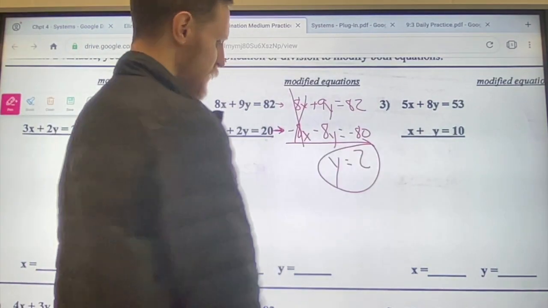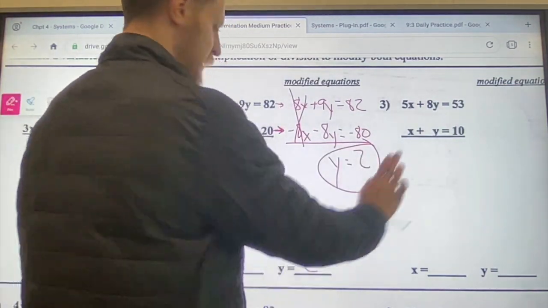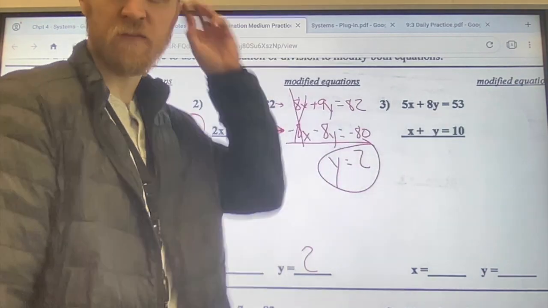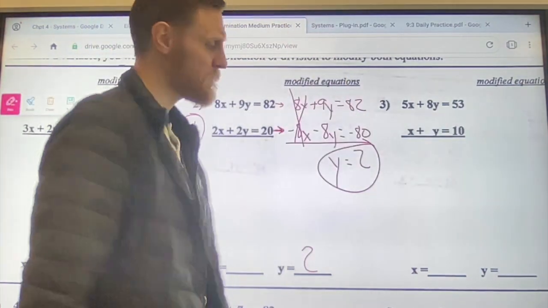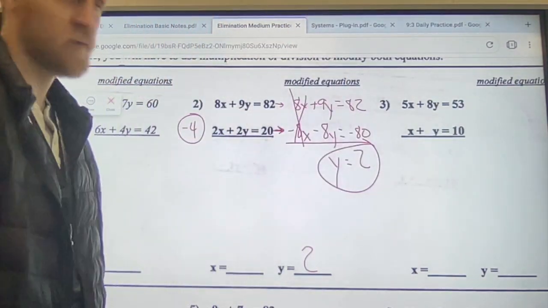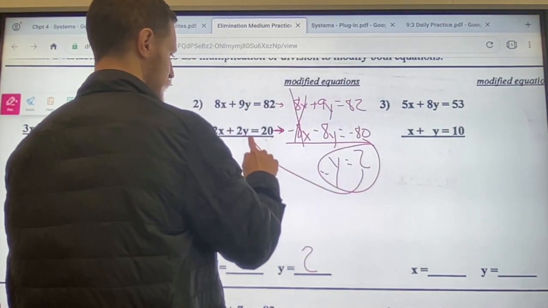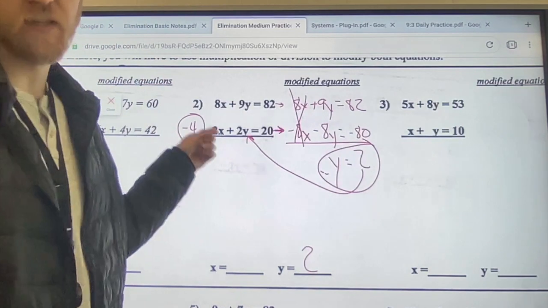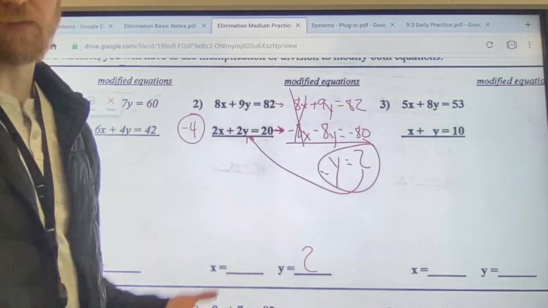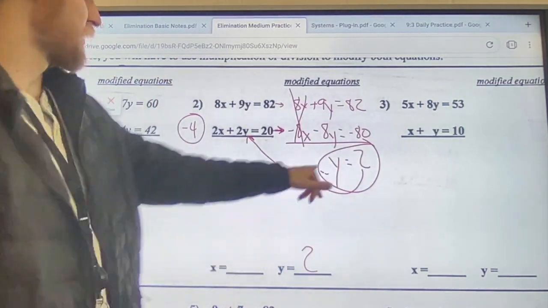Now remember, once you have your y value, you want to go back and plug it in to find your x value. How can you do that? By plugging it into whatever you want to plug it into. Doesn't matter. I'm going to put it into that second equation because it has 2's and they look smaller than the 8 and the 9. So I'm going to go with that. So we're going to go y equals 2.